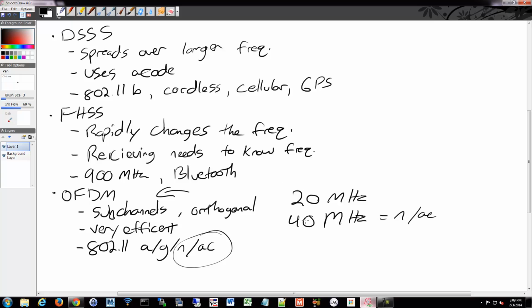And that allows for greater bandwidth possibilities and reliability and such. You can do more with that 40 megahertz, but you have these wider channels to deal with then.